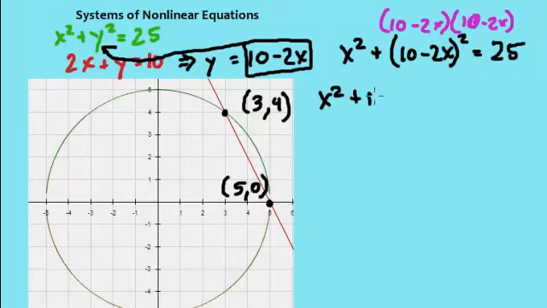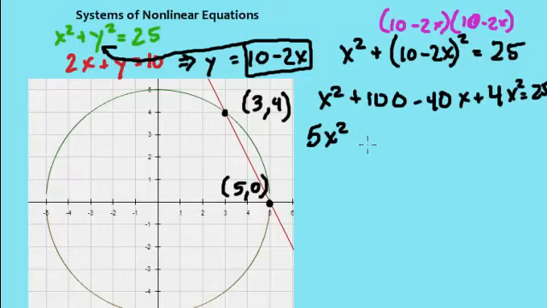You will get 100 minus 40x, then plus 4x squared equals 25. I'm going to move everything all over to one side as I do when I solve a quadratic. So combining like terms, I'll have 5x squared minus 40x, and then plus 75 equals 0.